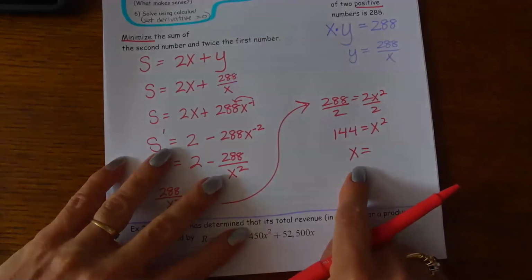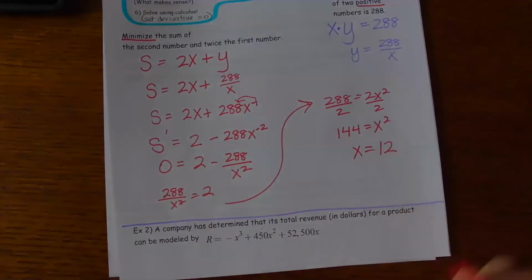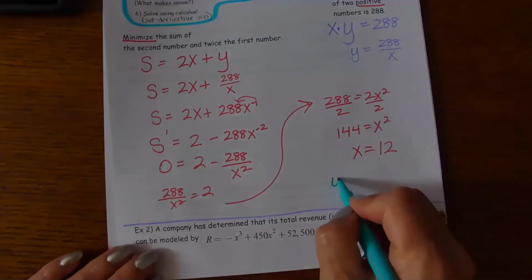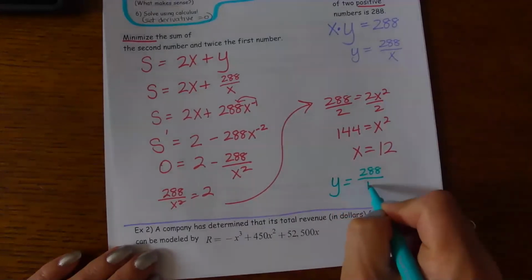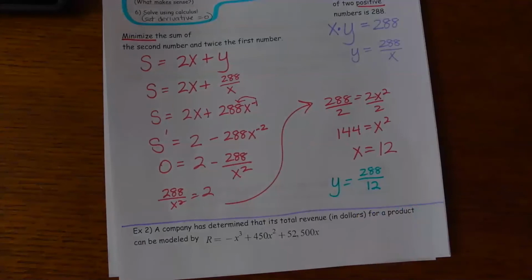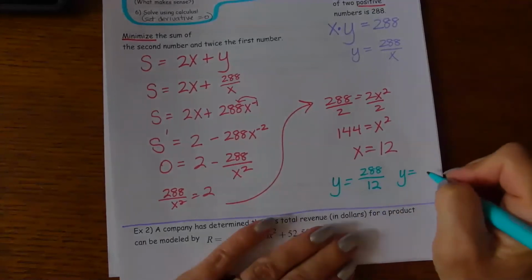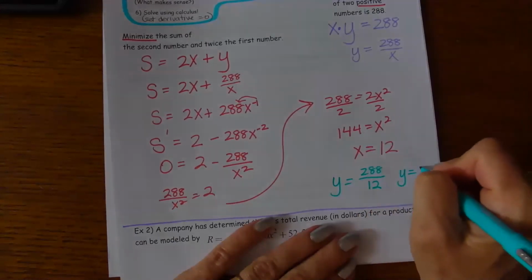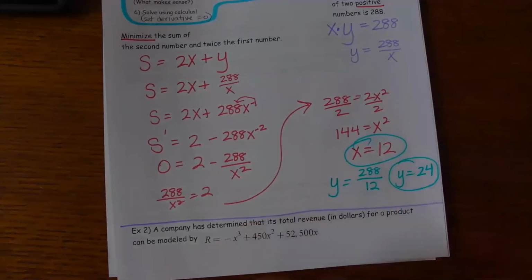Now, normally this would give me a plus or minus 12, but I'm going to ignore that negative 12 because they told me to. So now that I know x equals 12, I'm going to go back to this problem and say y equals 288 over x. And I can solve for y. y equals what? 24. That's twice as big as that. So now I have an x and I have a y.